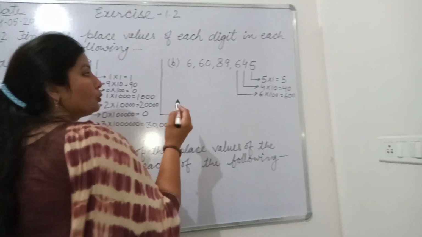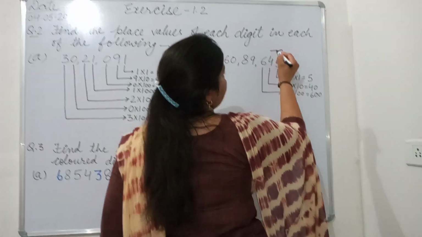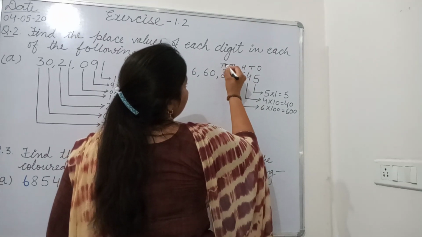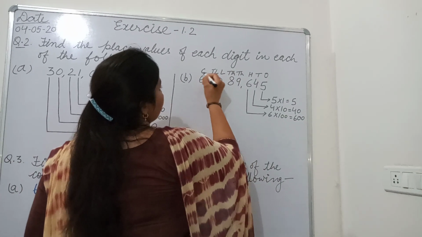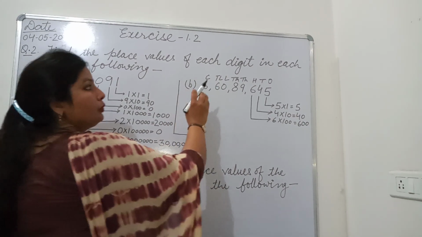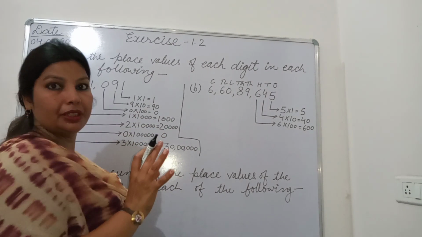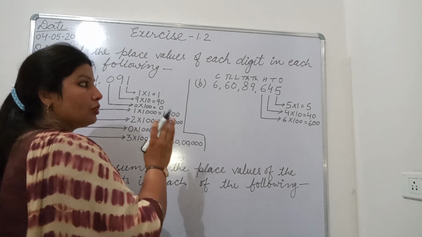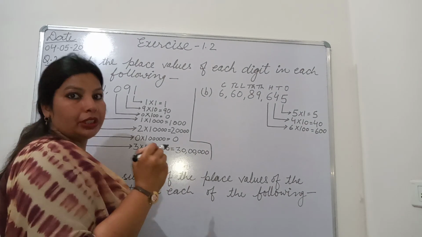If you want to put columns on the top, you can put columns also. Like this: ones, tens, 100, 1000, 10,000, lakhs, 10 lakhs and crore. But it is not necessary. If you want, you can take, and if you don't want, it is not compulsory for you to write the columns, because you are in 5th standard now. So if you are not writing columns, that's also correct. Okay. So that's your choice. If you want to write the columns, you can write, and if you don't want, there is no need.